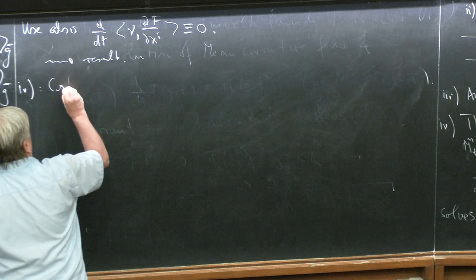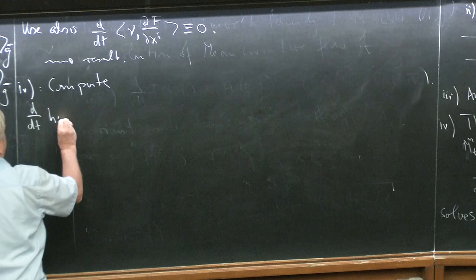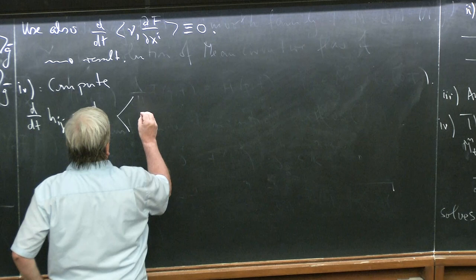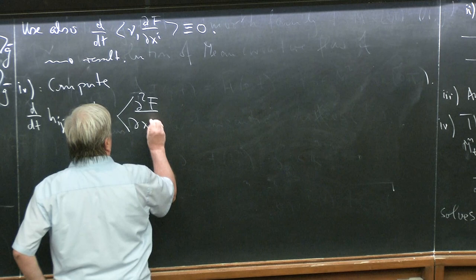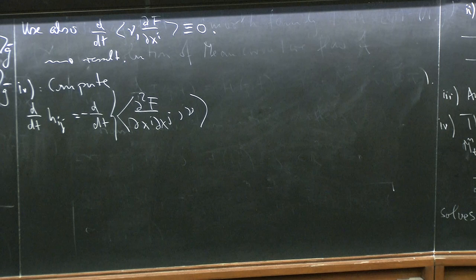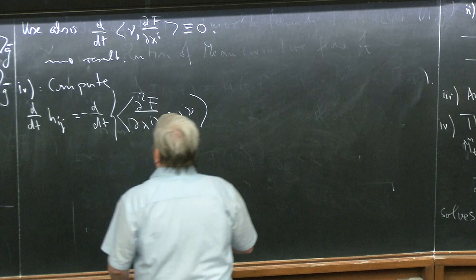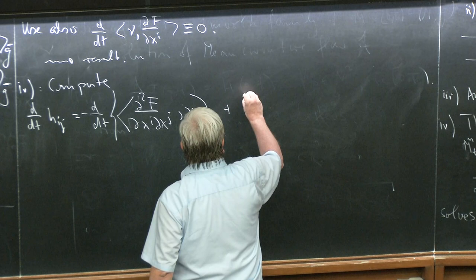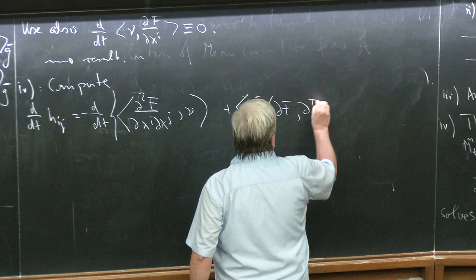So to compute four, d/dt of h_ij is equal to d/dt of the inner product of minus d2f/dx_i dx_j times nu. This term here, when you multiply it with nu, is zero, so I can ignore this term, but I cannot ignore this term, so you get this term here plus gamma bar of df, df times nu.